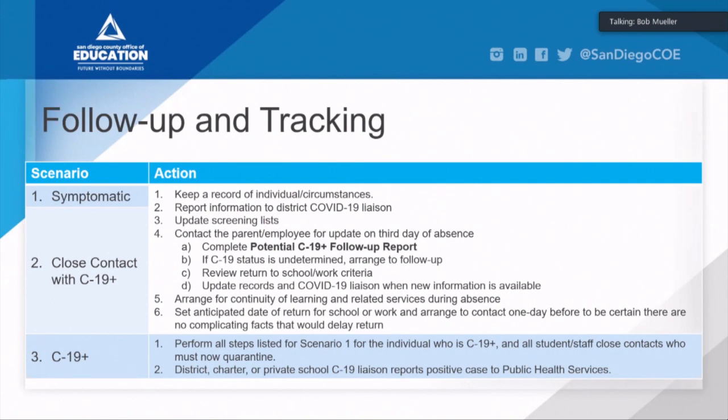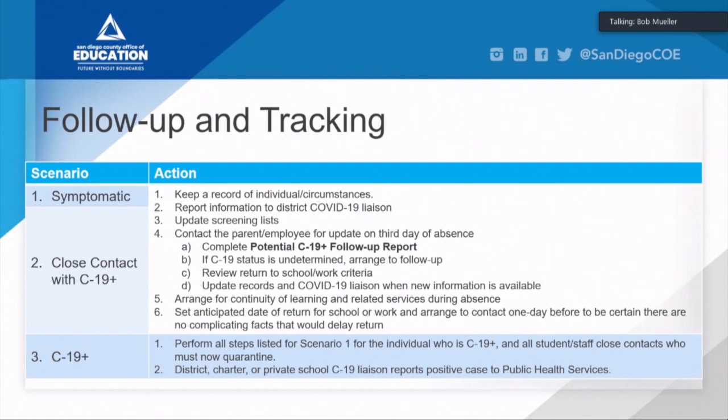We want to know what's happened. Has that symptomatic person or that close contact now been identified with COVID-19? Because if they are, now we'll have a whole other set of follow-up activities that we need to do. I've created something that I've called a potential C19 positive follow-up report. So this report, use it, don't use it, but please do take a look at it, because it will guide you through a number of questions that you need to consider as you're developing your own forms and tracking mechanisms.